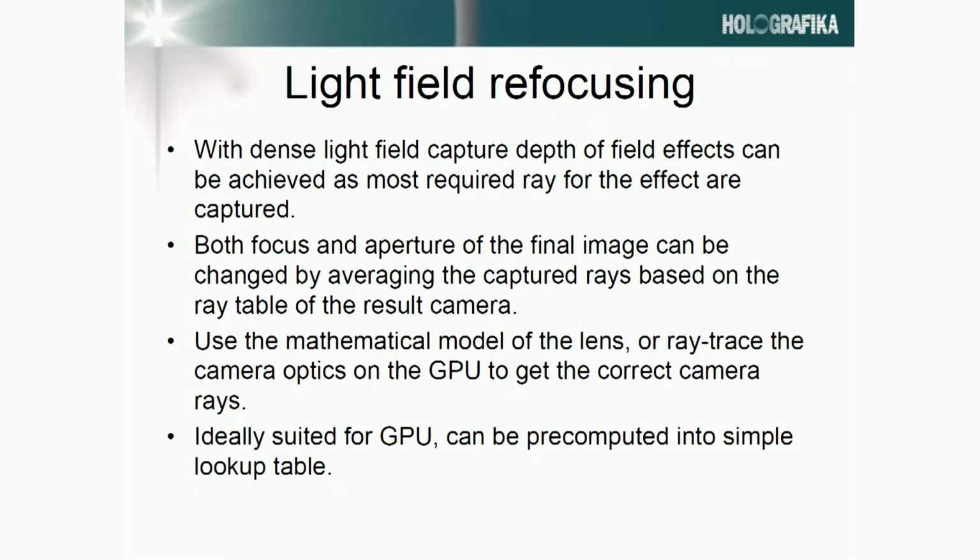As you can see, they either do this by using the mathematical model of the lens, or they have some kind of measured or ray traced model of the resulting camera, and this can be pre-computed and just loaded up to the GPU. Then we just read the necessary rays from the ray table, from the color table of the captured image. And the result is going to be a nice refocused image, or a nice image where we change the aperture of the camera.